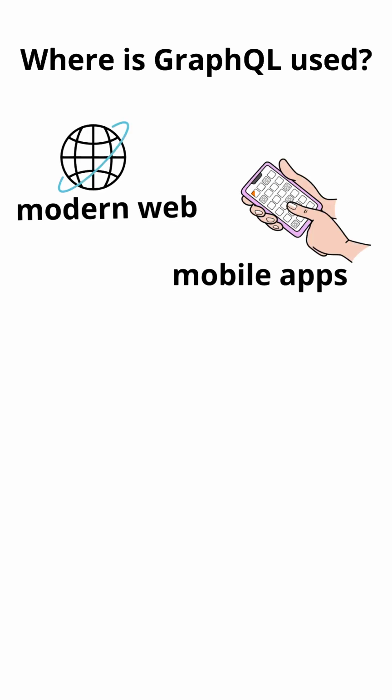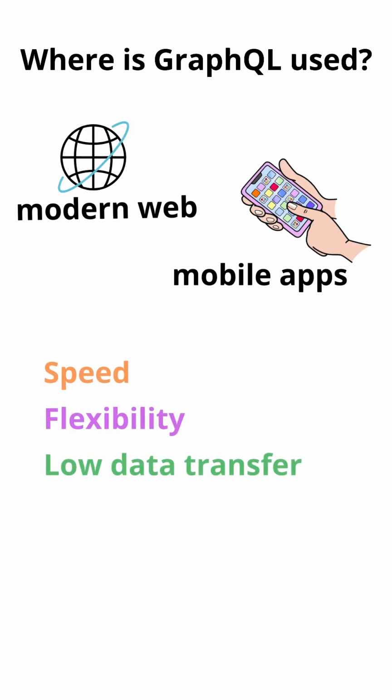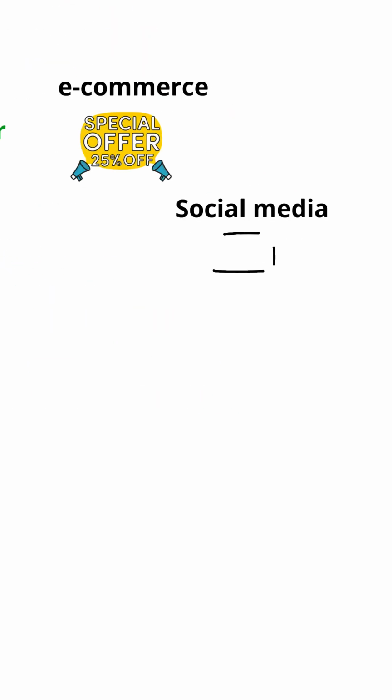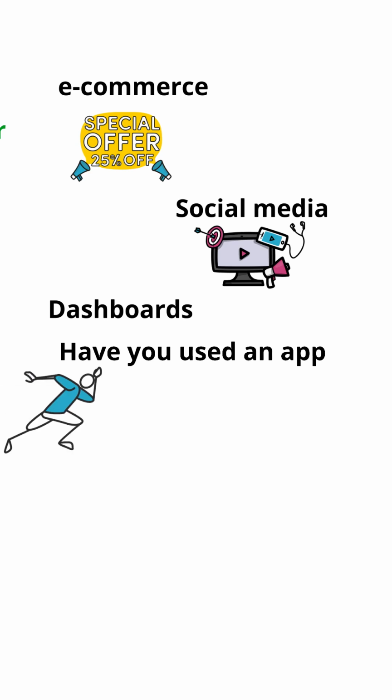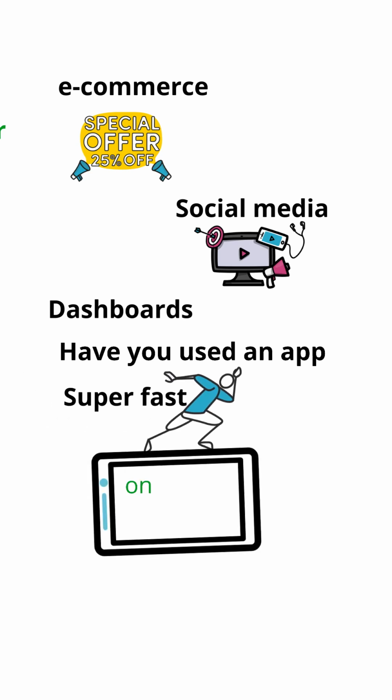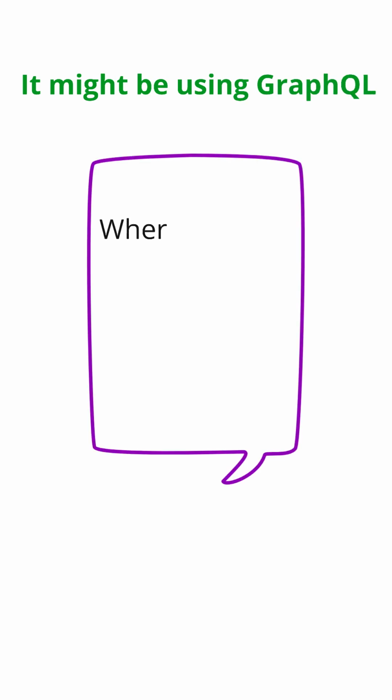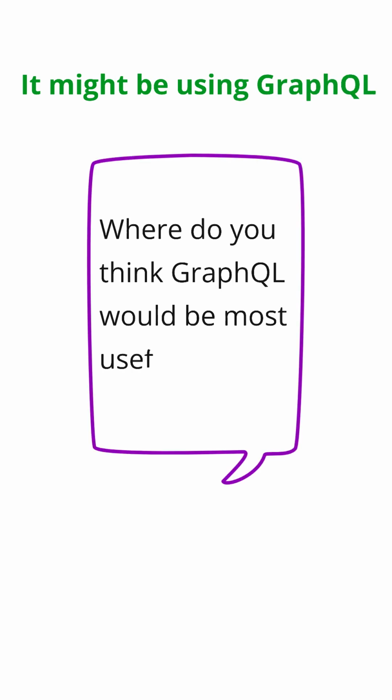So where is GraphQL used? It's popular in modern web and mobile apps that need speed, flexibility, and low data transfer, like in e-commerce, social media, or dashboards. Have you used an app that loads super fast and shows only what you need? It might be using GraphQL. So where do you think GraphQL would be most useful?